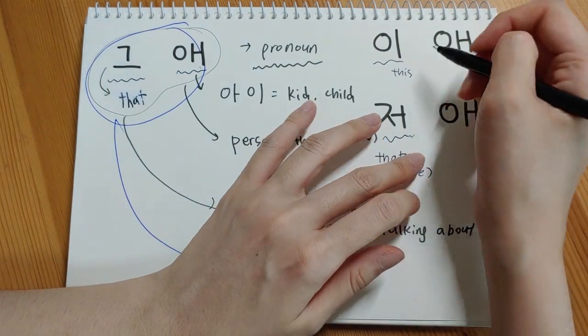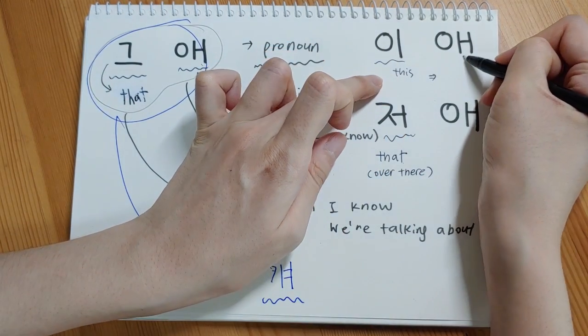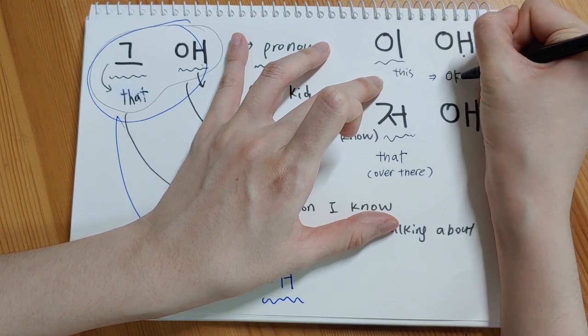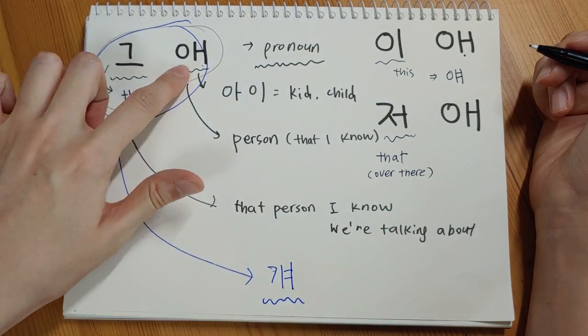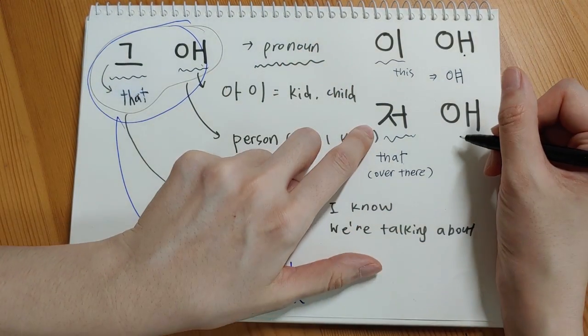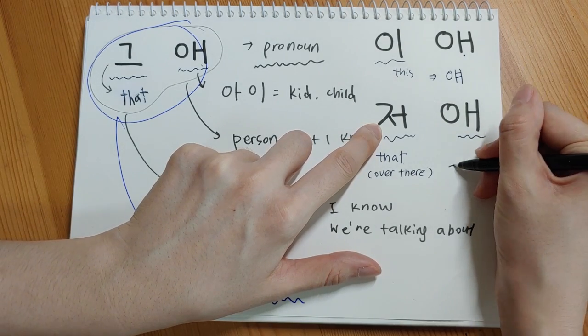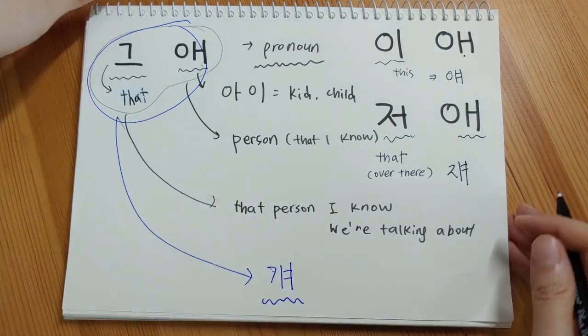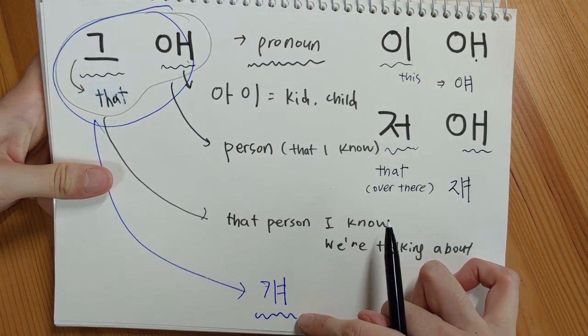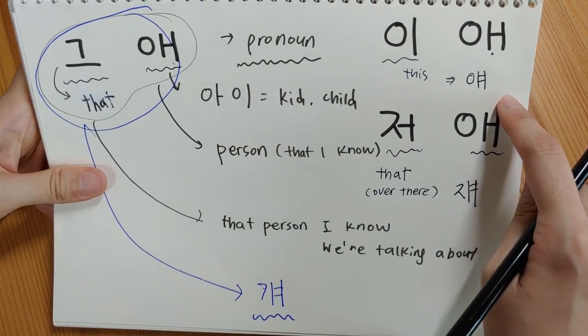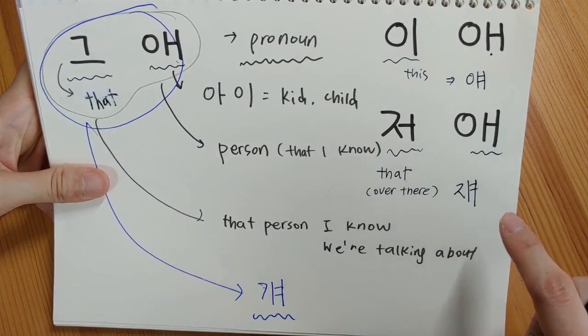So 이애 means this person, right? And it can be abbreviated to 얘, just like 그애 becoming 걔. And 저애 as well, it means that person. And this can be abbreviated to 쟤. So 걔, that person, 얘, this person, and 쟤, that person over there.